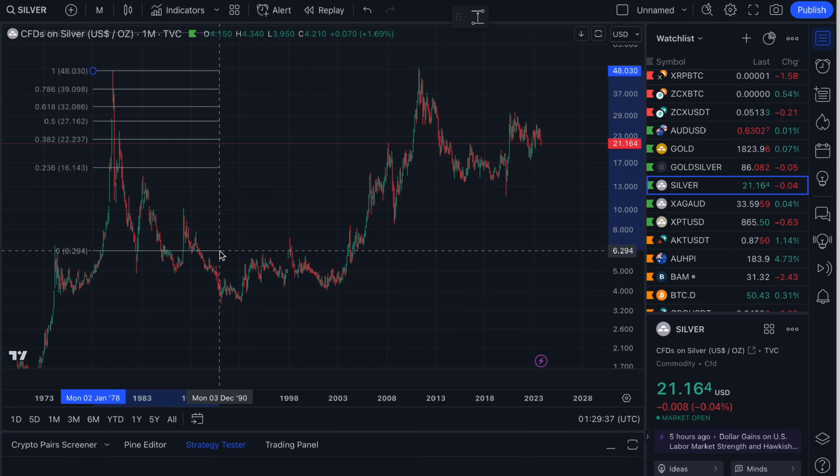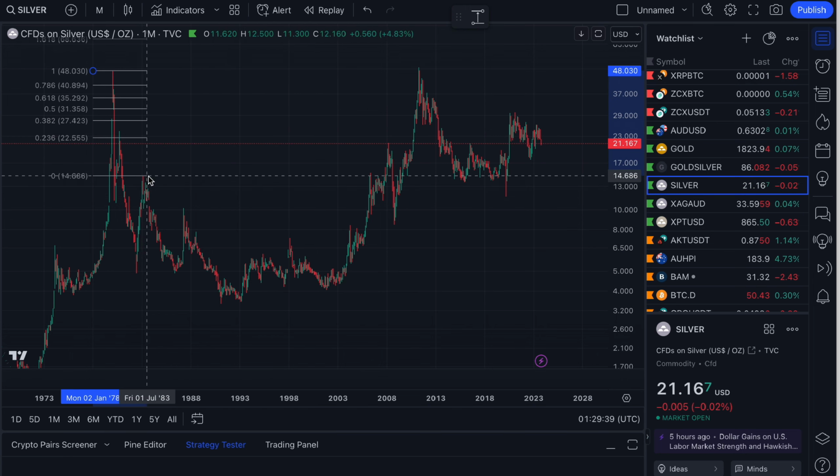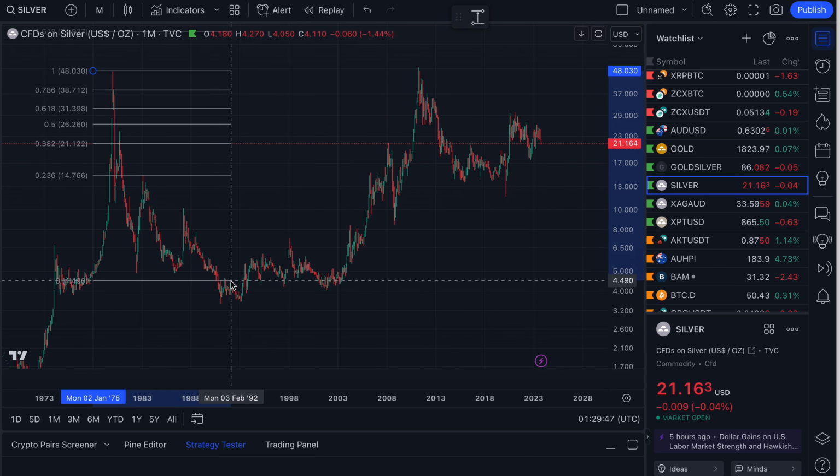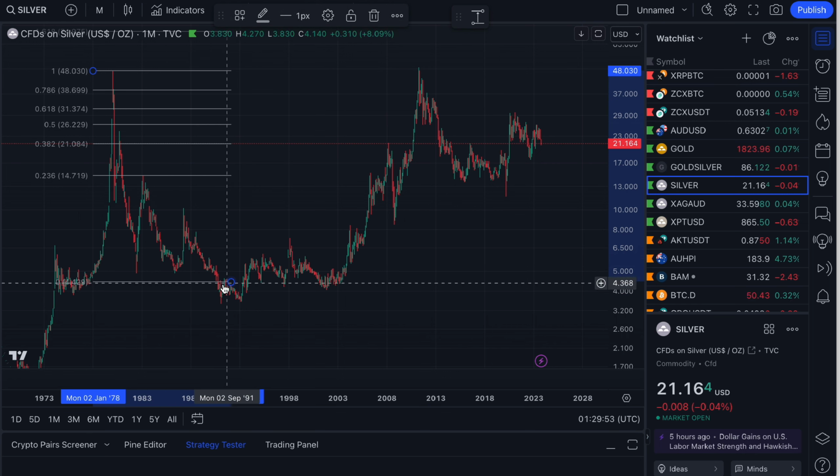But if you had put the 0.236 Fibonacci level here, technically that $14.70 roughly, you would have had a predicted bottom at approximately $4.40. Now that's not bad if you had thought, okay, we've hit that $14.40 level, I'm going to gobble up a whole bunch of silver at those prices.